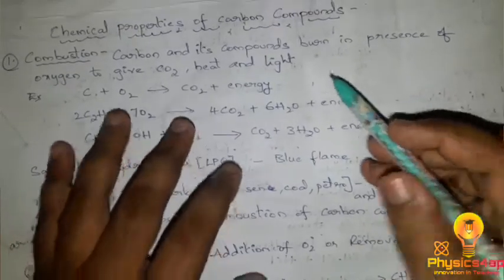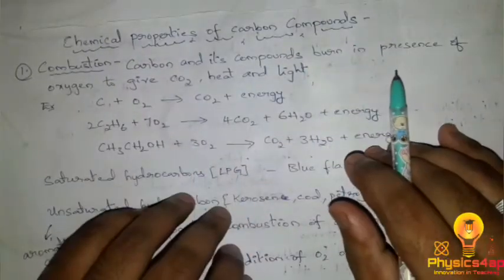At the same time alcohol, which we call ethanol, CH3CH2OH, when it reacts with oxygen, we get carbon dioxide plus water plus some amount of energy. The energy released here is in the form of heat or light.